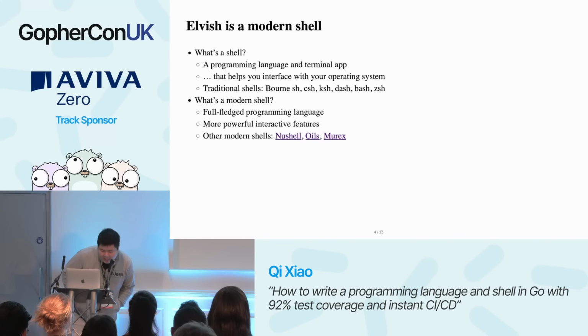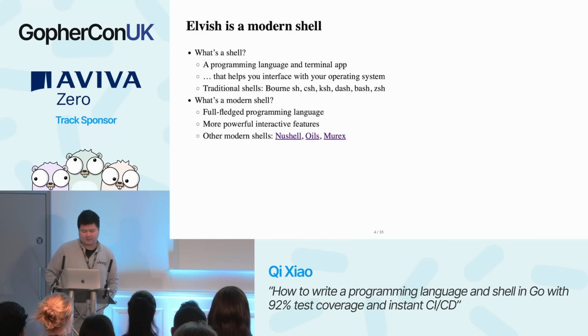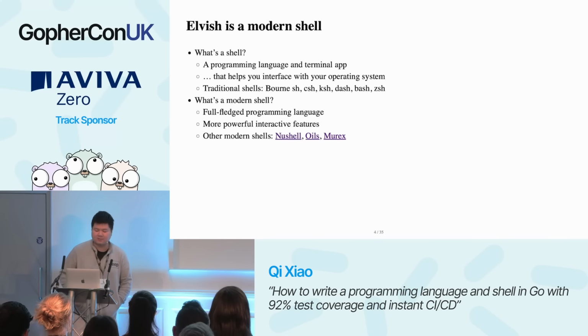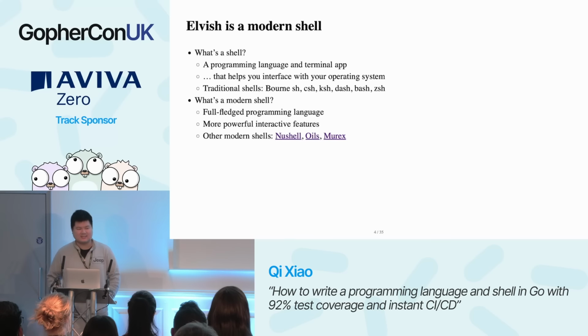I guess people are probably more or less familiar with the more traditional shells, like the Bourne shell, which is not the original, but pretty close to the original Unix shell. And there's C shell, K shell, Dash, Bash, Z shell. Bash and Zsh are probably the most popular traditional-ish shells these days. But recently there's been a batch of shells that try to be more modern. By that, I mean they have full-fledged programming languages, and they usually have more powerful interactive features. And Elvish is one of them.